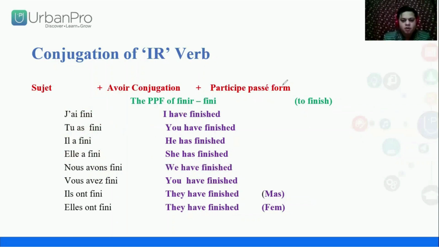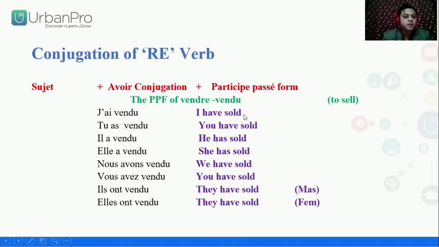All right, wonderful. Now we were supposed to do the RE verb. Okay, let's go ahead and do the RE verb. You can see here the RE verb. I have taken vendre. Vendre means to sell. And how have we learned to make the PPF?